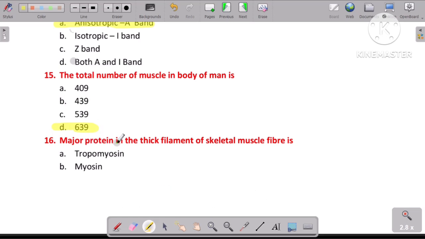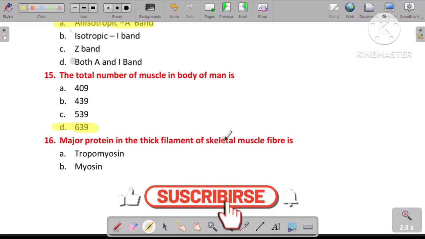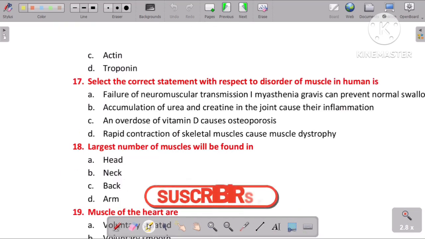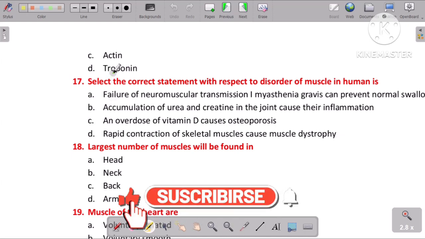So the next question is, major protein in the thick filament of a skeletal muscle fiber is, option A tropomyosin, option B myosin, actin, option D troponin.